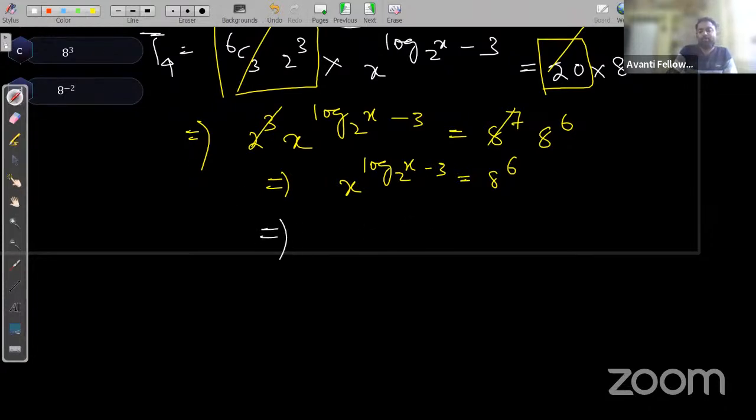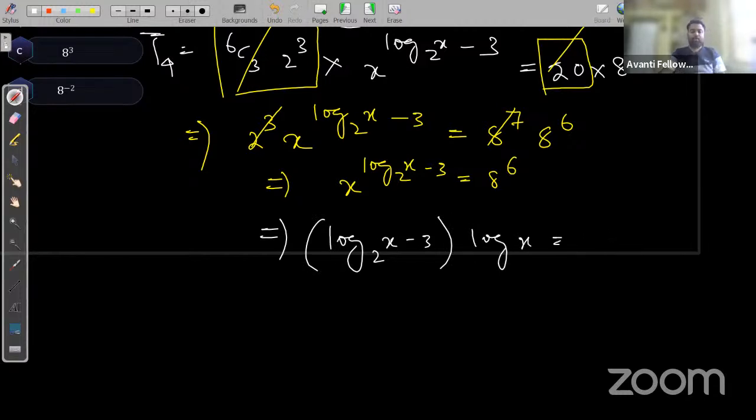If we take log on both sides, it will be log of x to the base 2 minus 3 into log of x is equal to 6 into log of 8. Is it or not? 6 into log of 8. Further we can simplify it also.